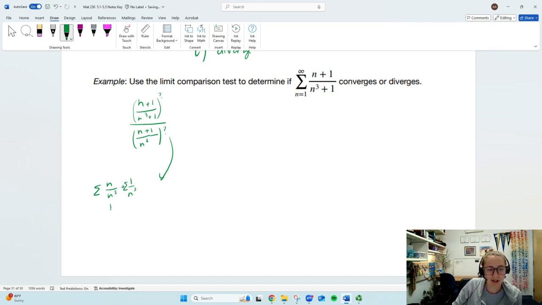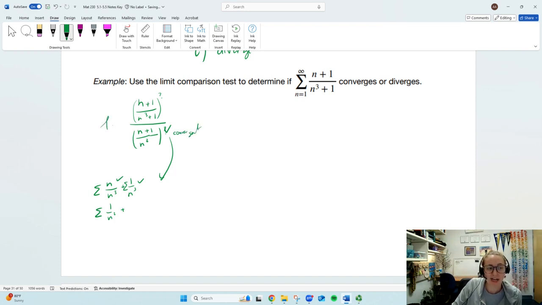Well, this one right here ends up being 1 over n squared. Hey, that's a p-series, convergent. This one is already a p-series, which is p equals 3. It's already convergent. So I have convergent, convergent added together. This is for sure convergent.